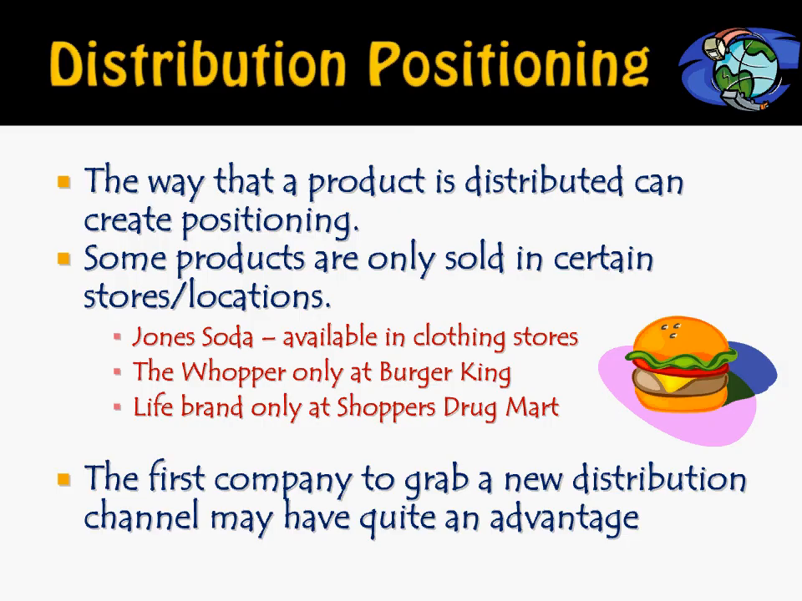If you can get into the new distribution channel first, you'll have quite the advantage. And Amazon.com was that original player in the internet distribution. Right? They were available on the internet and no one else was. And you could buy products over the internet. Now it's common. Everyone can buy products over the internet. But Amazon has maintained that lead in this category.